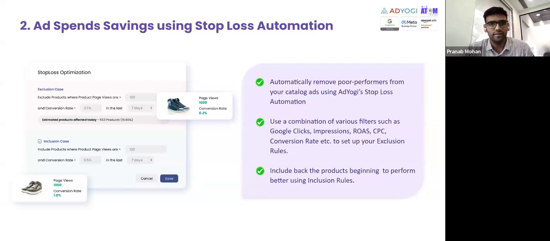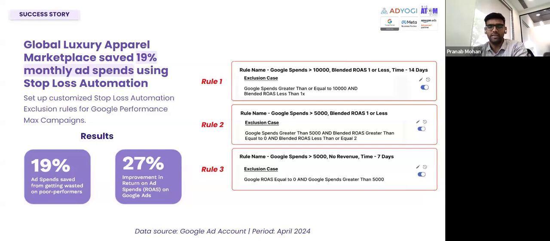Now, again, this is a very powerful feature that actually helps you to plug that wasted ad spend going into non-performing products. Now, again, with the implementation, we were able to see that in a global luxury apparel marketplace brand, we were able to save 19% of monthly ad spends just by using the power of stop loss automations.